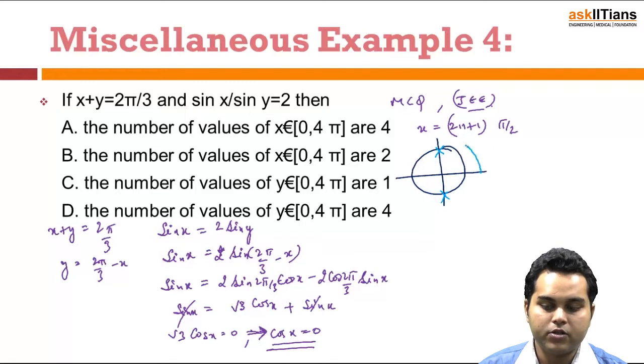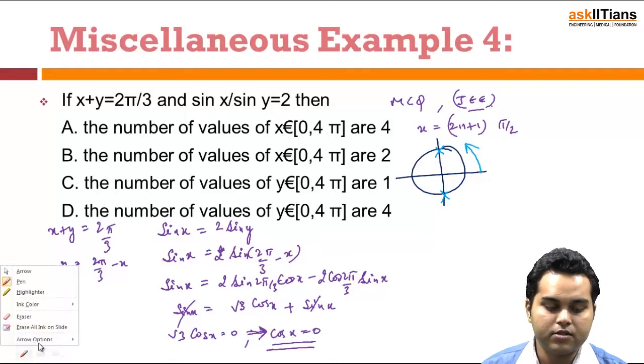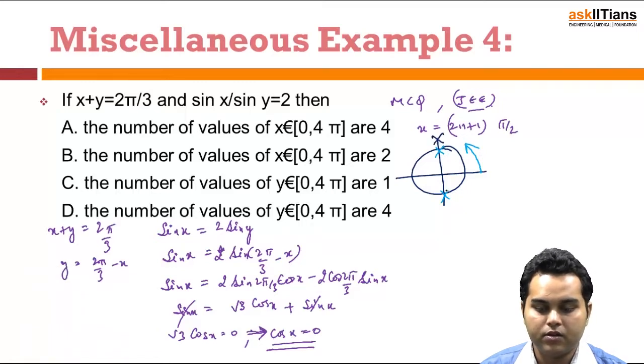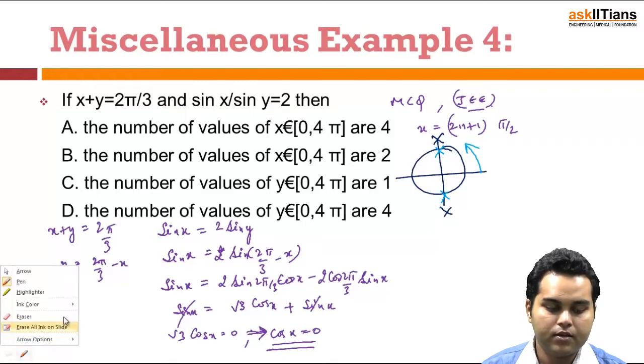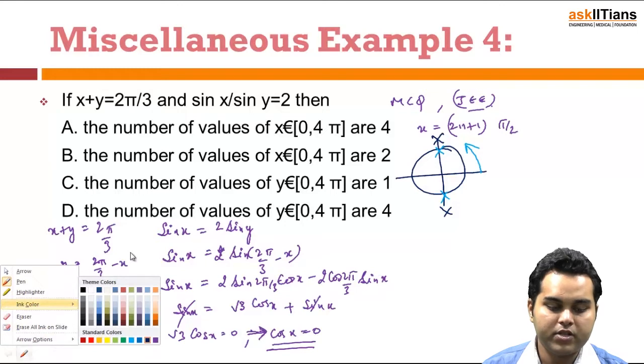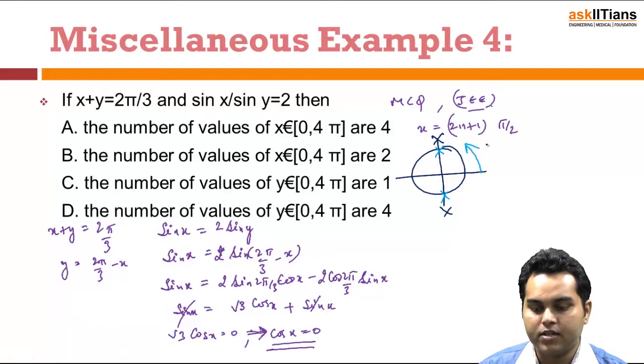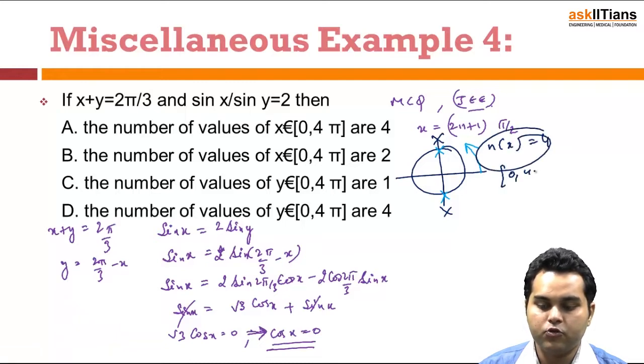If I start discussing the second circle, the two values would be again at pi by 2 and 3 pi by 2, just with the phase difference of 2 pi. So the values that I would be getting in the region 0 to 4 pi would be 4, that lie in the region 0 to 4 pi and satisfy the two equations at once. So only 4 values would lie.